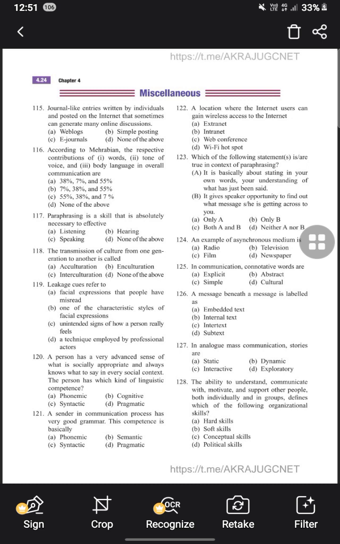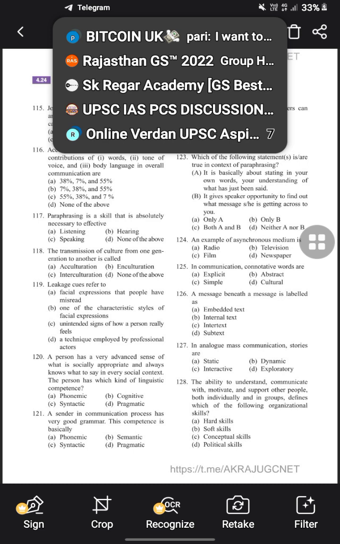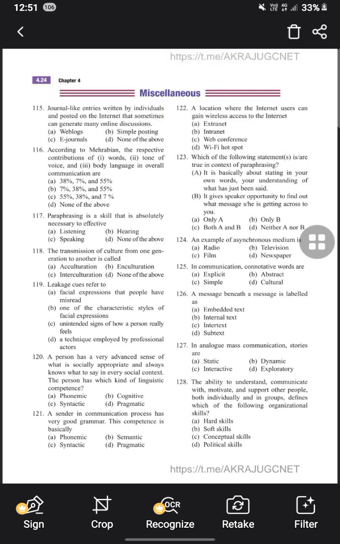Leakage cue refers to 119, that is a facial expression that people have misread. A person has a very advanced sense of what is socially appropriate and always knows what to say in every social context. 120 is D, that is pragmatism. The sender of the communication process has very good grammar. 121 is C, syntactic. The location where internet users can gain wireless access, 122, is the Wi-Fi hotspot.